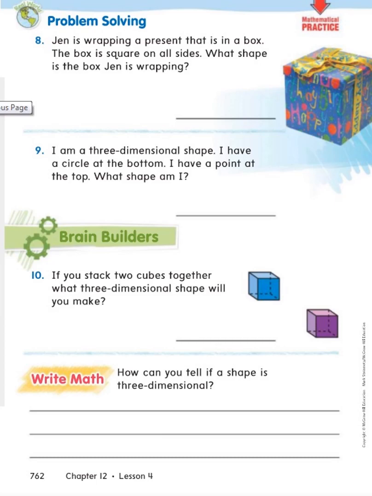Okay, now it gets a little harder, right? Because we have our word problems here. Jen is wrapping a present that is in a box. The box is square on all sides. What shape is the box Jen is wrapping? So if we look at that present there, imagine all of those sides are squares and they're all the same size.